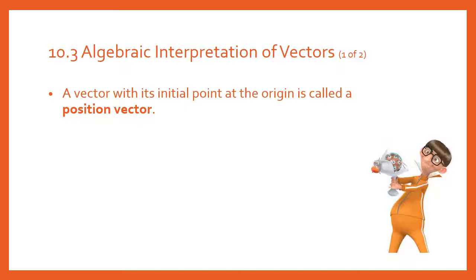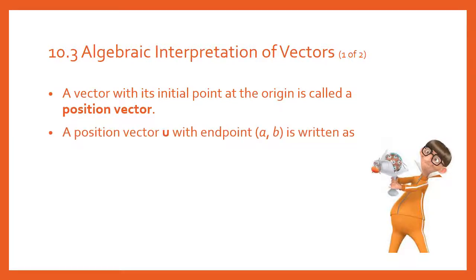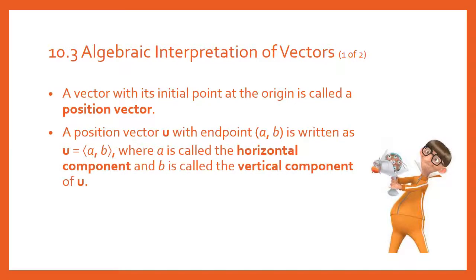A vector with its initial point at the origin is called a position vector. A position vector u with endpoint (a, b) is written as u equals angle brackets a, b. A is called the horizontal component, and B is the vertical component, kind of like x and y.